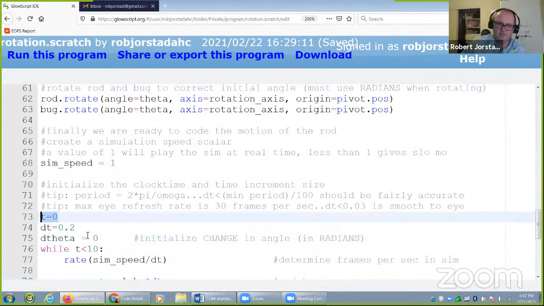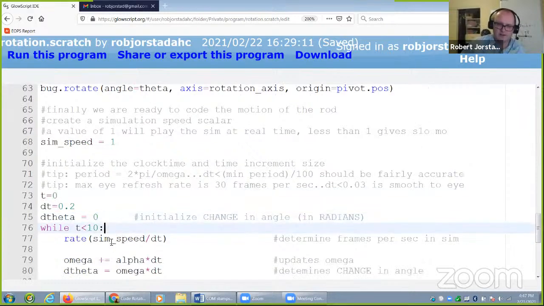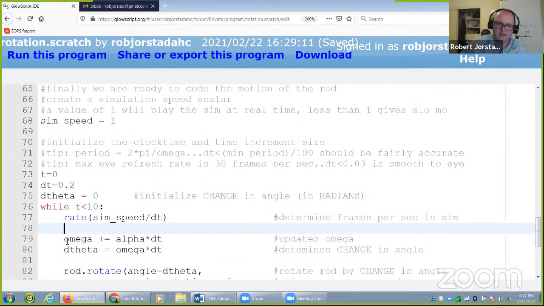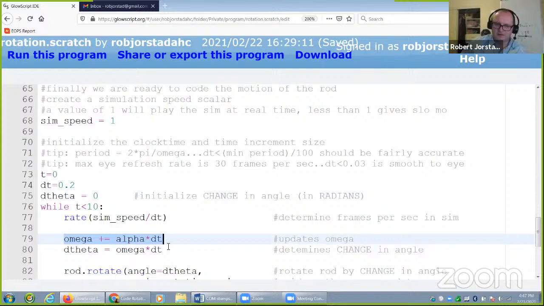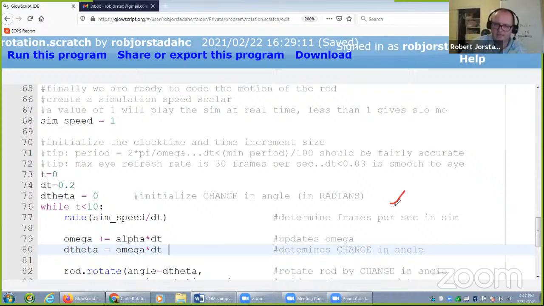We've got our time set. We've got our initial angle change is 0, and let's go into here and see this. Okay, this just allows us to control the rate. Cool. Omega plus equals alpha dt, right? That's just the kinematics equation that we know. We know here that alpha vector equals d omega dt.